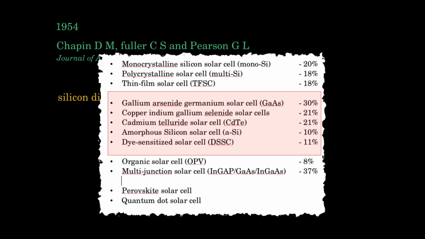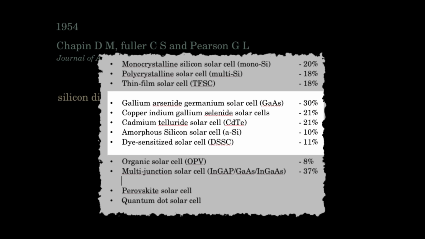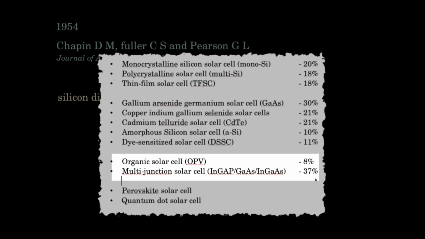Another group of cells here are at the research level, not in commercial installations. Gallium arsenide germanium solar cell having efficiency of up to 30%. Copper indium gallium selenide solar cell, 21% efficient. Cadmium telluride solar cell, again 21%. Amorphous silicon solar cell having an efficiency of 10% but very low production cost. Dye sensitized solar cell around 11%. You also have organic solar cell having efficiency of 8%. They are low cost cells. Multi-junction solar cell, indium gallium phosphide, gallium arsenide, indium gallium arsenide, they have a very high efficiency of 37%. Again, all these are at the laboratory reportage level.